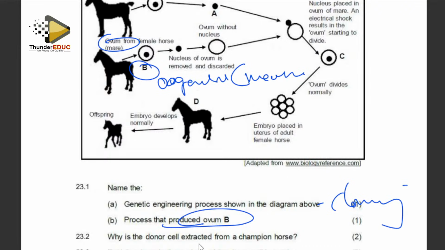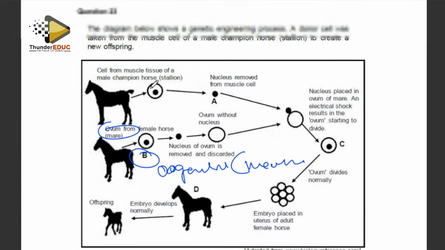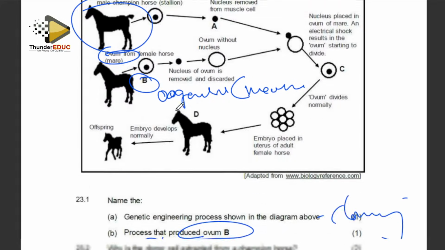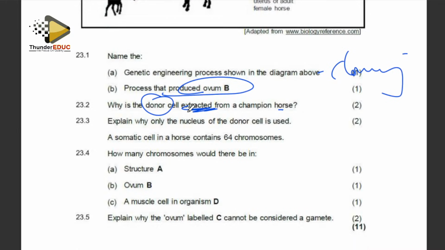Why is the donor cell extracted from the champion horse? Why do we have to remove the donor cell from the champion horse? Because we want to produce an offspring which looks like the champion horse. Yes. And then they are saying, explain why the nucleus of the donor cell is used.